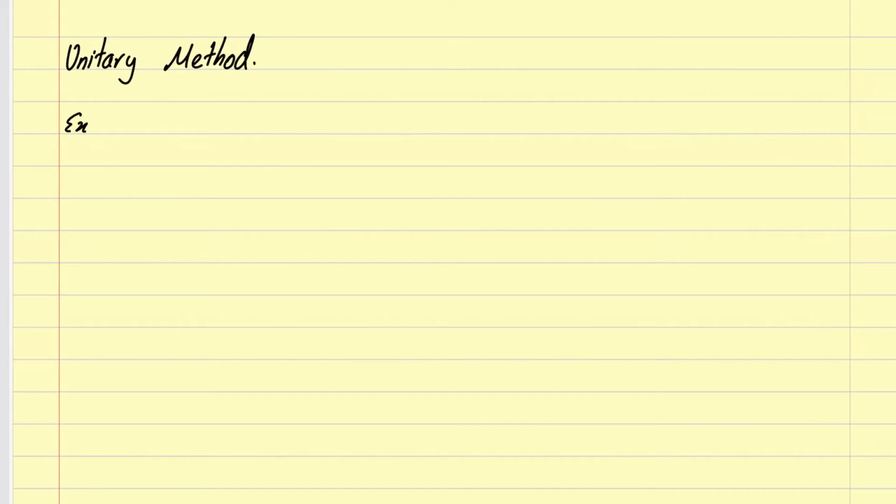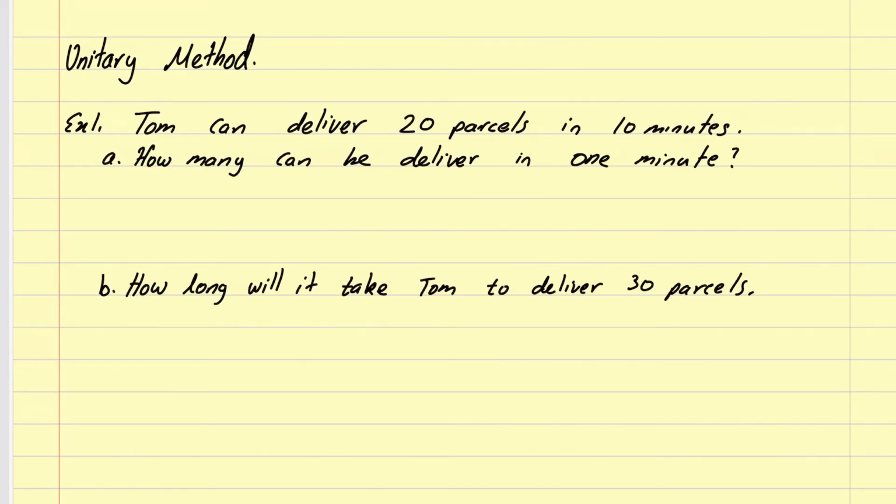Example number 1, part A. How many can he deliver in 1 minute? So we now know that Tom can deliver 20 parcels for every 10 minutes that he has. So 20 parcels in 10 minutes. So for example, in 20 minutes, he'll deliver 40 parcels. So we'll just multiply that by 2. But the question is asking, how many can he deliver in 1 minute? So in other words, now the question wants parcels per 1 minute.